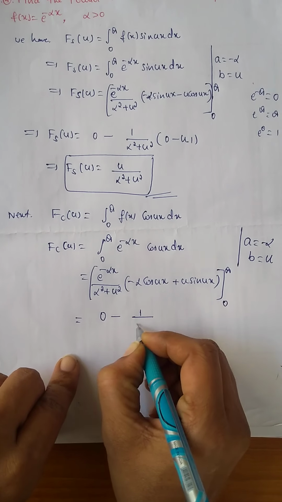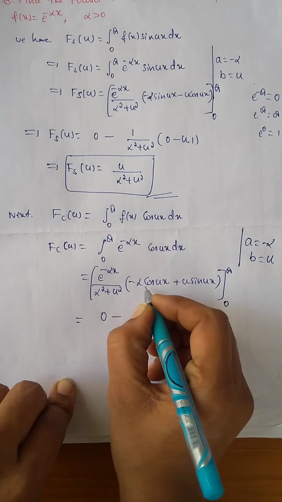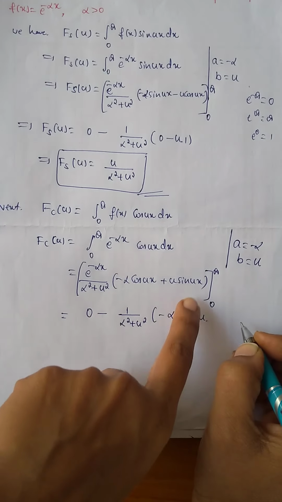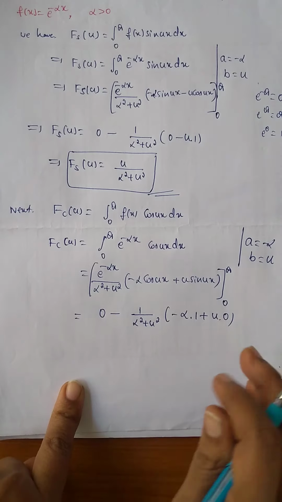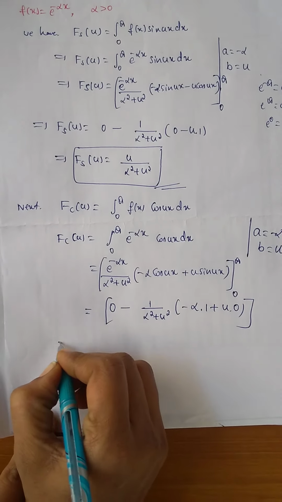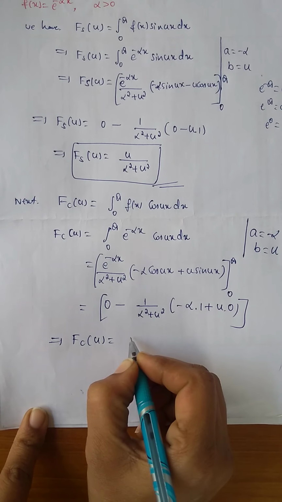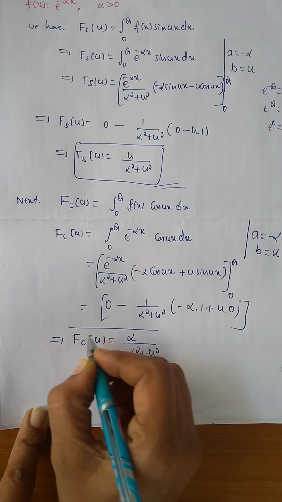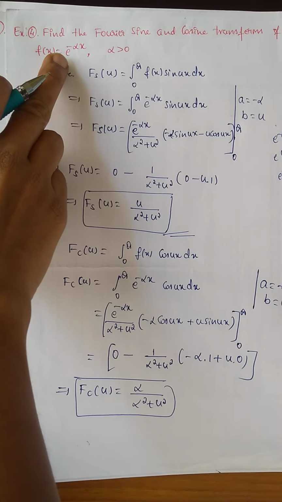1. So 1 by alpha square plus u square, times minus alpha cos 0, the value of cos 0 is 1, plus u into sin 0, the value of sin 0 is 0. The second term gives 0. This is the upper limit minus the lower limit. In the lower limit the second term again gives 0. So the Fourier cosine transform answer is alpha by alpha square plus u square. This is the answer for the Fourier cosine transform of e to the power of minus alpha x.